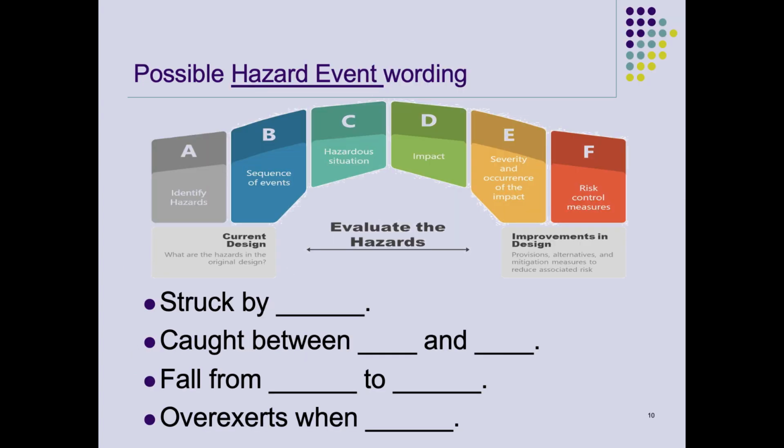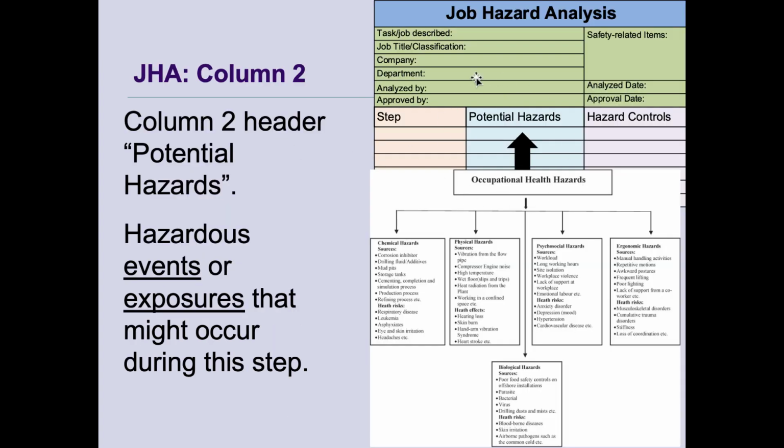And so some statements that might be out there that look at our hazard events, right? So this is something that's occurring. You know, the worker could be struck by, they could be caught between, they can fall from or to, or they exert effort when. An example of these, you can kind of fill in the blank. It depends on what type of job you're doing. But it helps you get through that critical area, which is this column number 2.